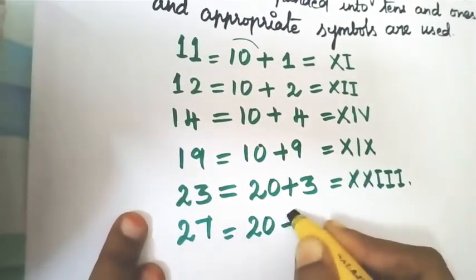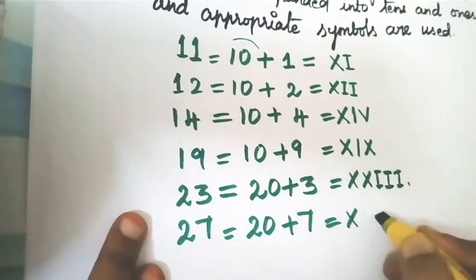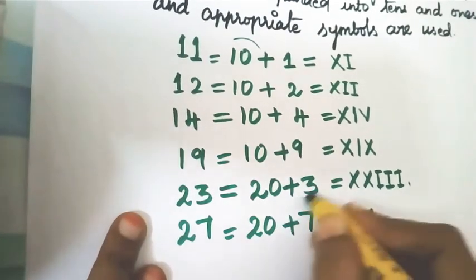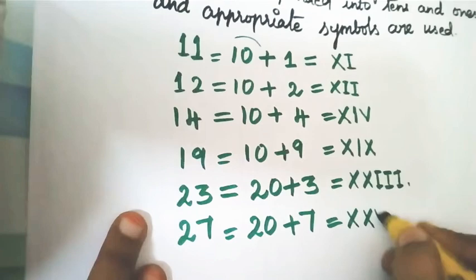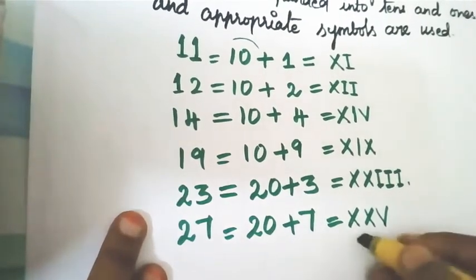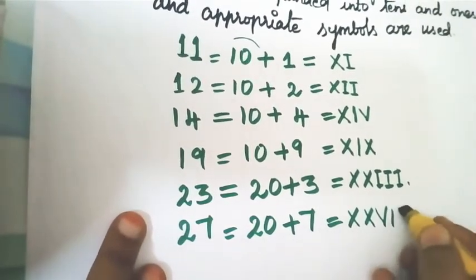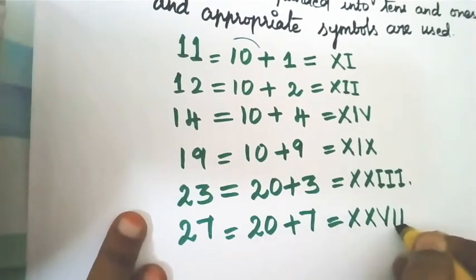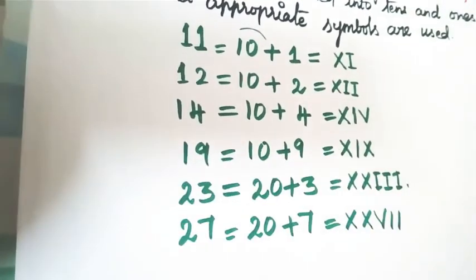27, split it and expand it. 20 plus 7. Then 2 times X for 20. Then 5, V for 5. 25 plus 1, 26 plus 1, 27.